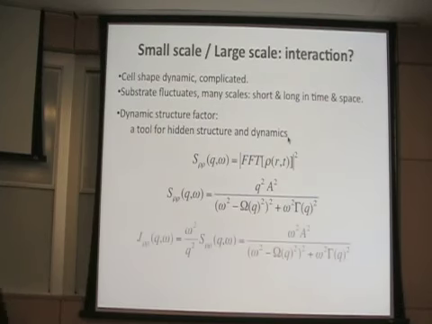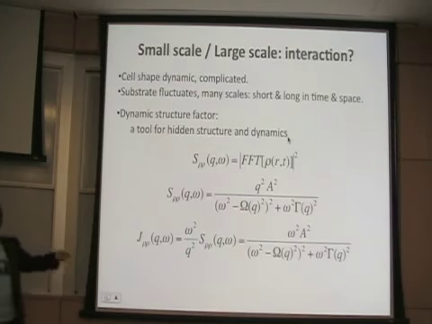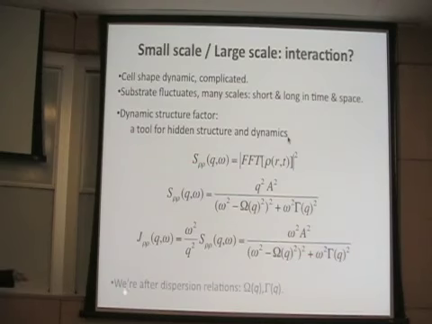And then just one final note, it's common to calculate the current version of this, the current correlation function, and it ends up just being omega squared over q squared times this, and it's the exact same thing. In either case, all we really want are the dispersion relations: the dispersion of peak position and the dispersion of peak width.